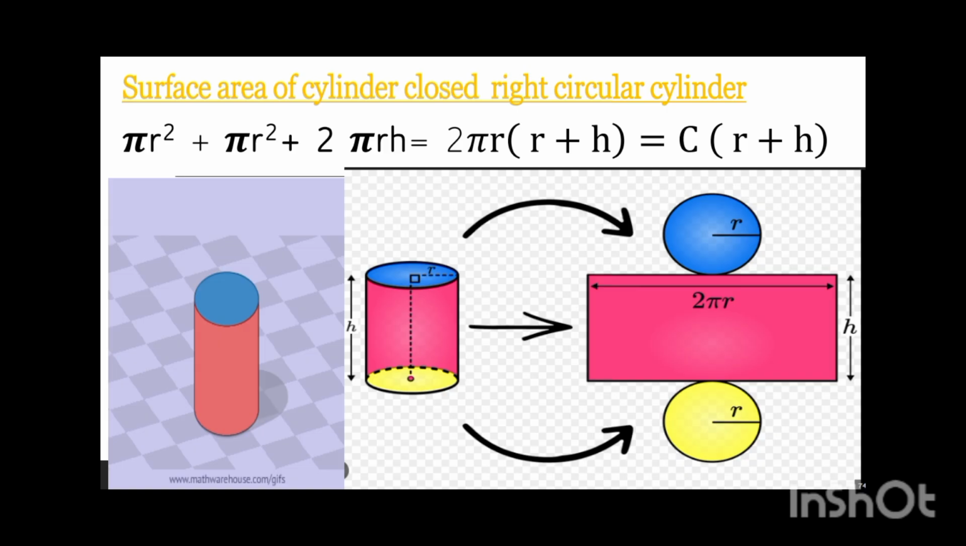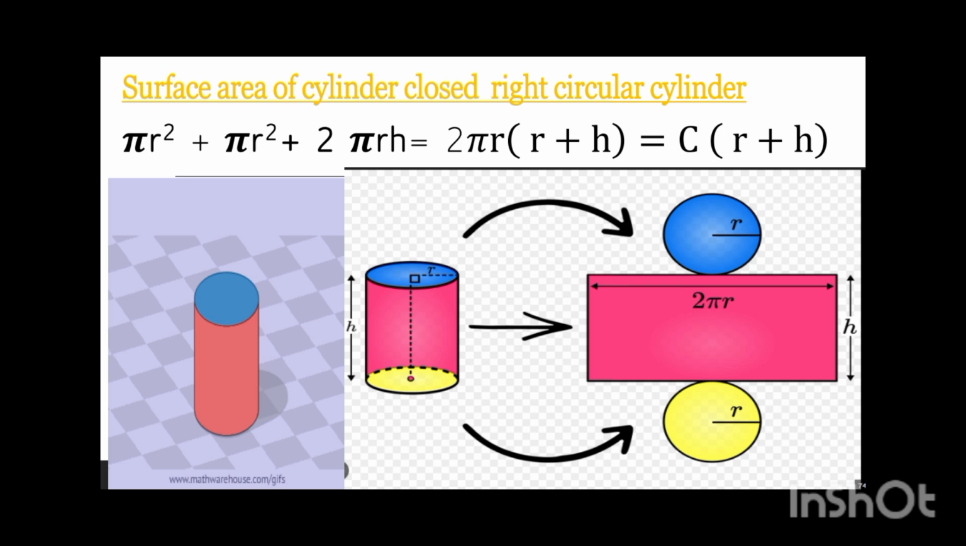You can write it as 2 pi r h plus 2 pi r square, or 2 pi r (r plus h). That means we were having r square here and we took 1 r out in the brackets. That means 2 pi r (r plus h). It means the same. That is equal to circumference. For circumference the formula is 2 pi r, so instead of writing 2 pi r, you can just write circumference times (r plus h). You can revise it like this. Now circumference is 2 pi r, that means 2 pi r (r plus h).